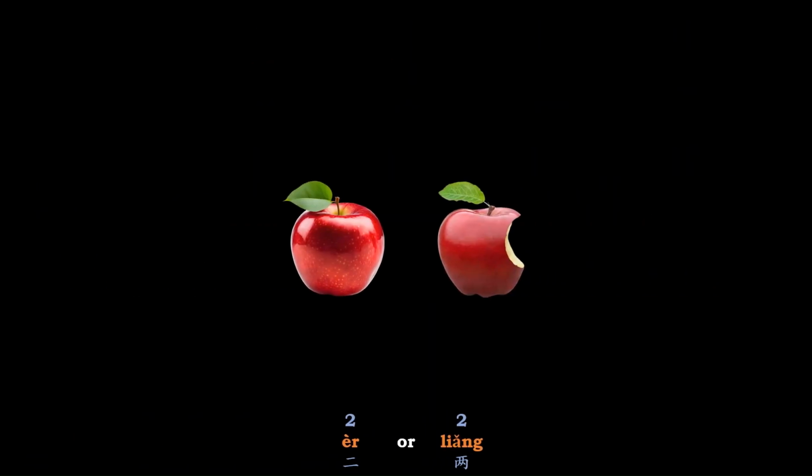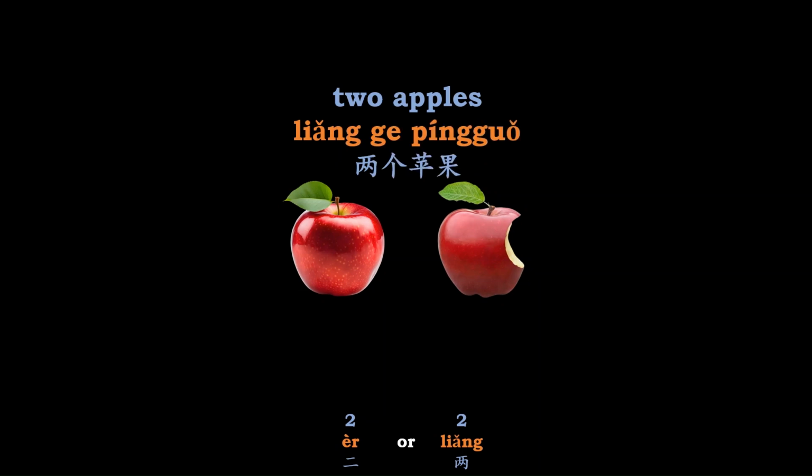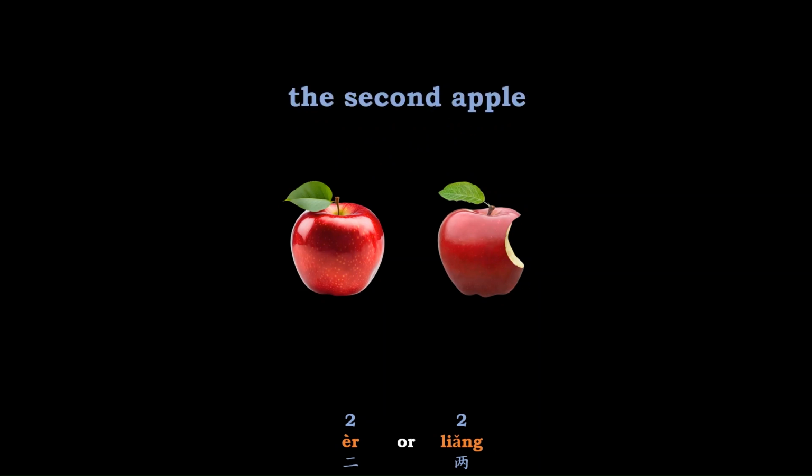So if I want to count the number of apples, which word would I use for 2? 一, 二. So when counting, it's always 二, never 两. Now what about if I want to say 2 apples? In this case, we are saying there are 2 of something, and so we use 两个苹果. Now how about if I want to refer to the second apple? Now we are numbering. 第二个苹果, and so we use 二.